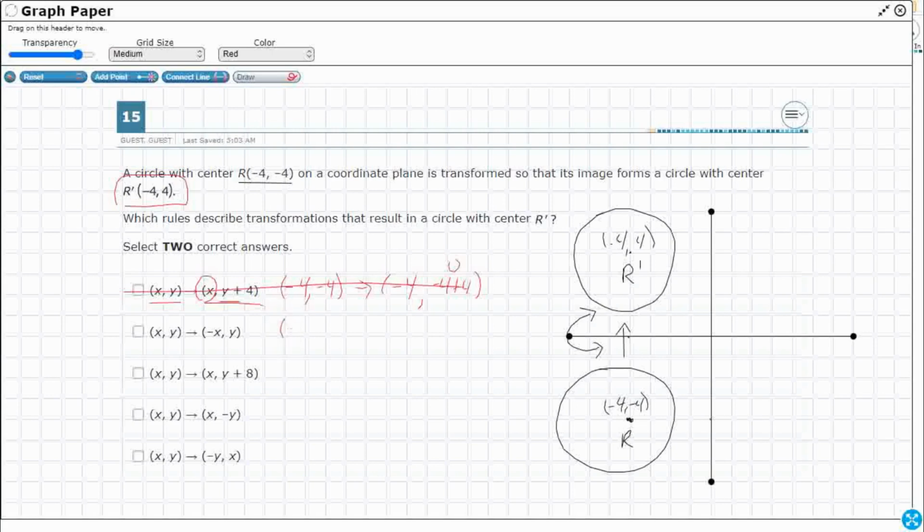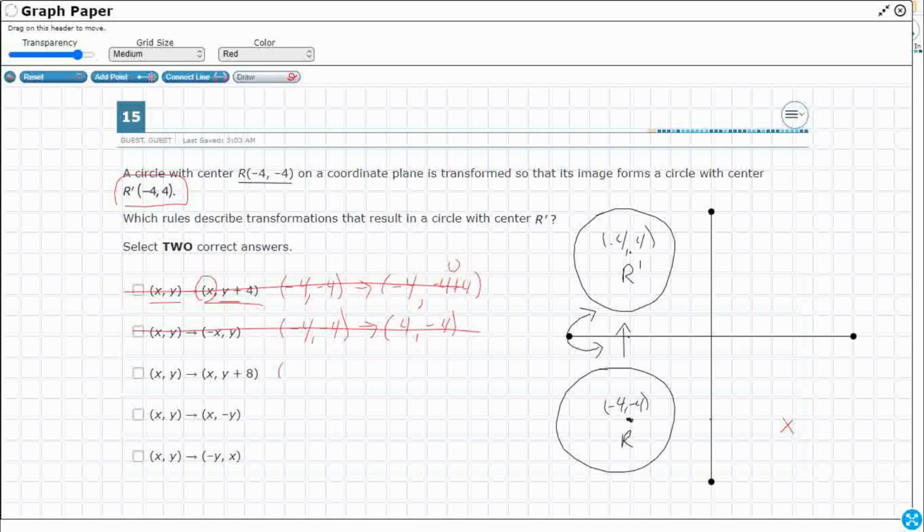Let's check this. I've got my -4, -4. And it looks like I can go to (-x, -y). So -x is going to flip that negative into a positive, so it's going to be 4. And then the y stays the same, so it's still -4. If I had a -4, 4, that would work, but this is 4, -4. That's going to be over here in quadrant 4, not what I'm looking for.